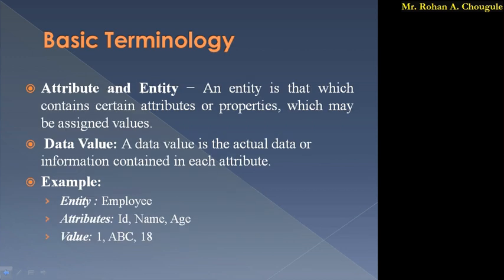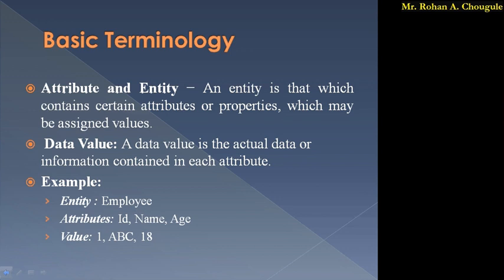Next we have the definition of attribute and entity. What is attribute or entity? Simply, an entity is that which contains certain attributes or properties which may be assigned values. And what is meant by data values? Data values are the actual data or certain information contained in each attribute. So it is some information which is there in an attribute.